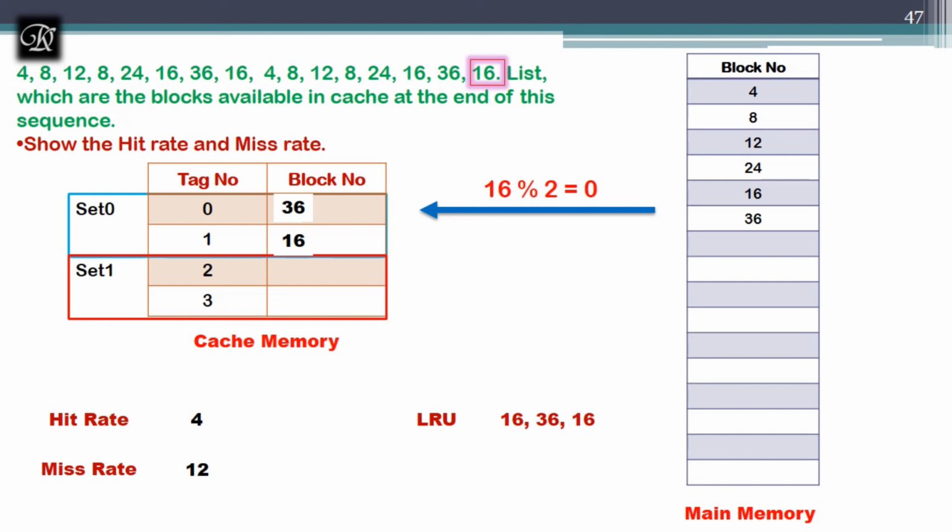It should not always be true, but I have taken this example to show how, with the help of a combination of direct mapping and associative mapping, we can bring up a new mapping technique called set associative mapping, which is used for memory mapping in the cache.